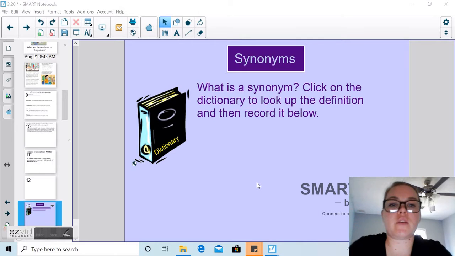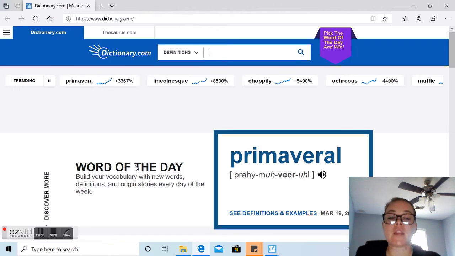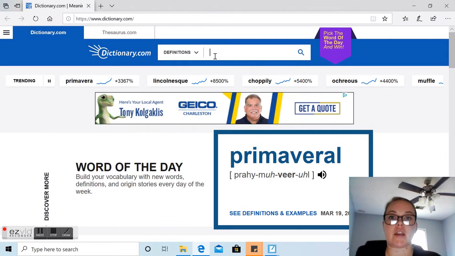Alright, so today we're going to continue on with our lesson, and we're going to be talking about synonyms. So I have a little interactive smartboard that we can do together. So what is a synonym? We're going to actually go to this dictionary, and I'm going to click on this button, and it's going to take me to a dictionary, and I'm going to look up the word synonym.